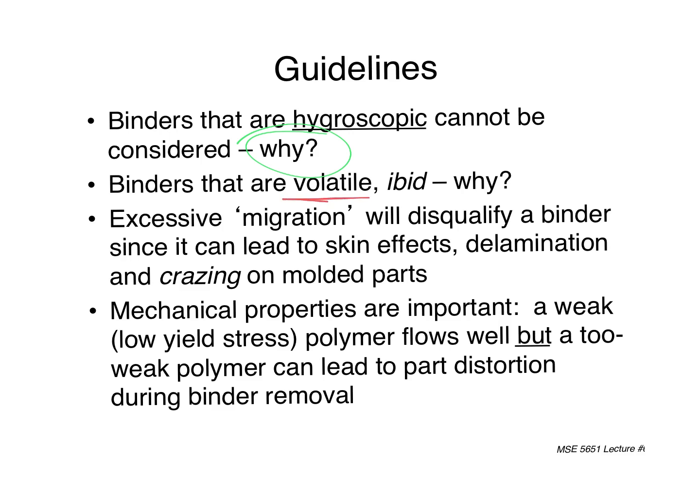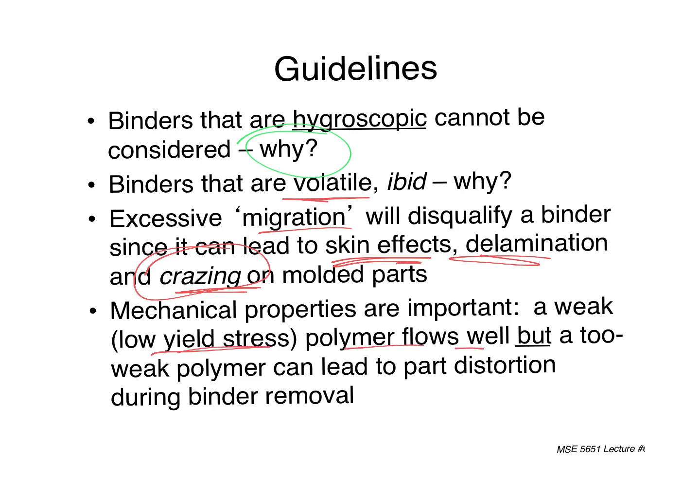We also don't want binders that are volatile. What does volatile mean? At least room temperature volatile. Yes? Easily evaporated, right. So we don't want something that evaporates at room temperature. We'll talk later about how we actually get it to come out, and that involves making it volatile at much higher temperatures, but we don't want something that generates gas when we don't want it to. Excessive migration will disqualify a binder because it can lead to skin effects, delamination, and crazing on molded parts. So those of you who are refugees from polymers will remember crazing, all right, and that's if you have enough polymer sitting there by itself and you put mechanical stresses on it, it can craze, which can lead to issues as well. So we don't want binders that move around a lot because they'll tend to concentrate, and that's a problem.